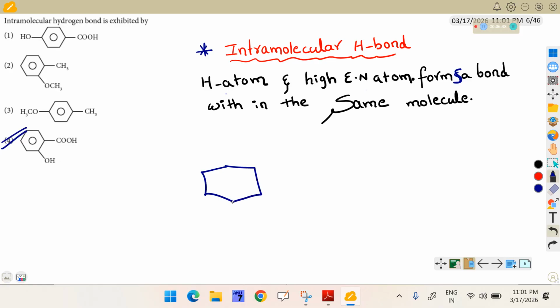2-hydroxybenzoic acid, or ortho-hydroxybenzoic acid. C double bond O, OH. This is OH. Between the oxygen and hydrogen, a bond is possible. That is intramolecular hydrogen bond.